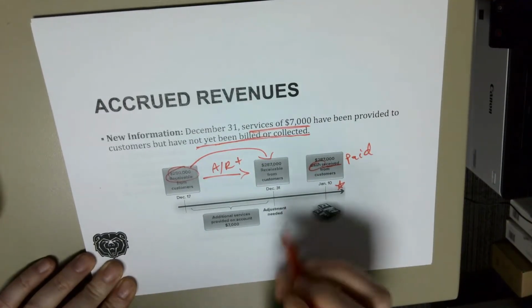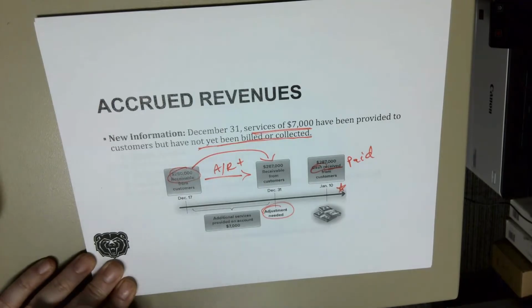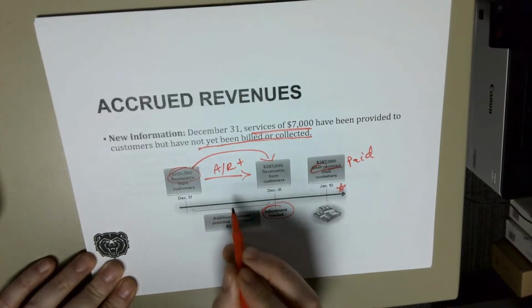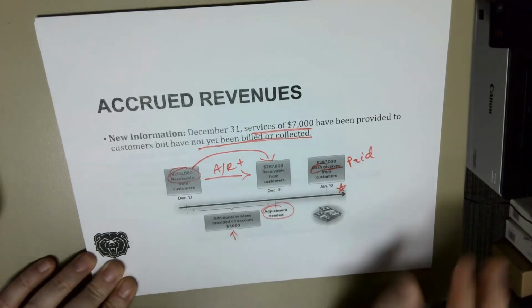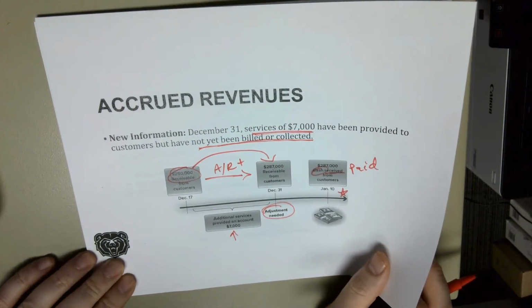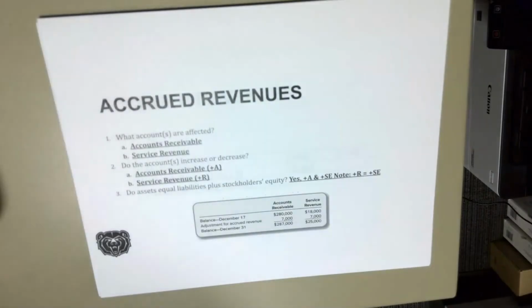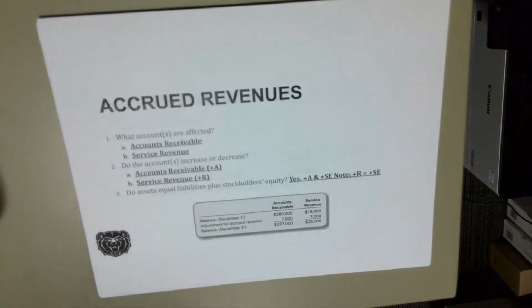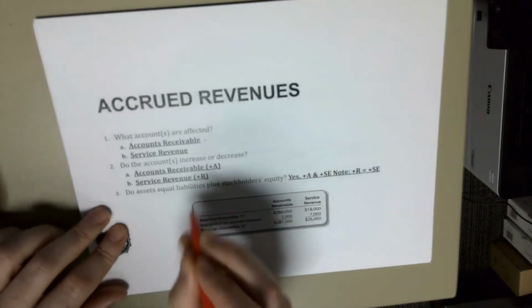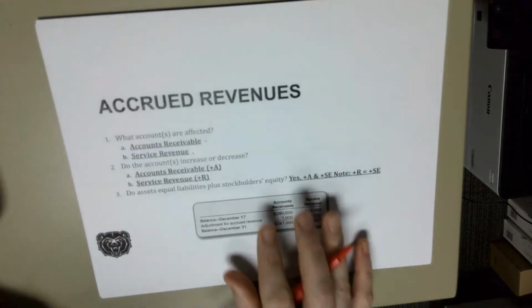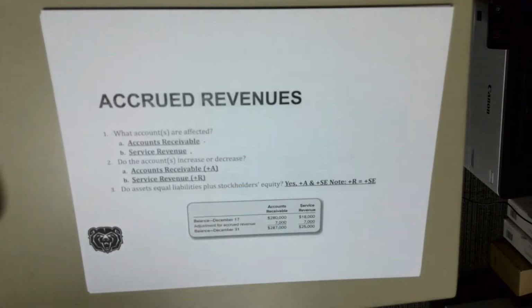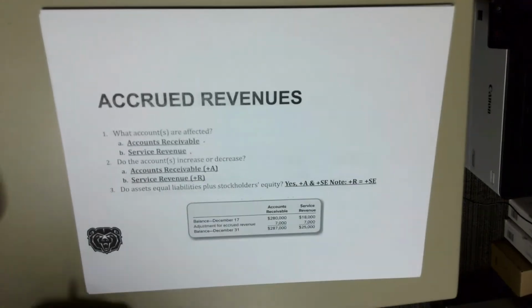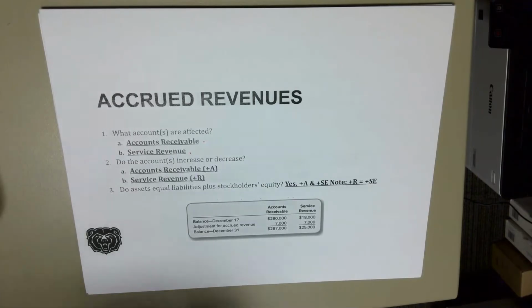So what do we need to do? Well, we need to make an adjustment here for this $7,000 that we provided in addition to the $280,000. So what accounts are affected? Well, they're the same two accounts, accounts receivable and service revenue. We just talked about that. Receivable tells us they owe us some cash. Revenue tells us we have to recognize it because we earned it. We provided a service or a good.